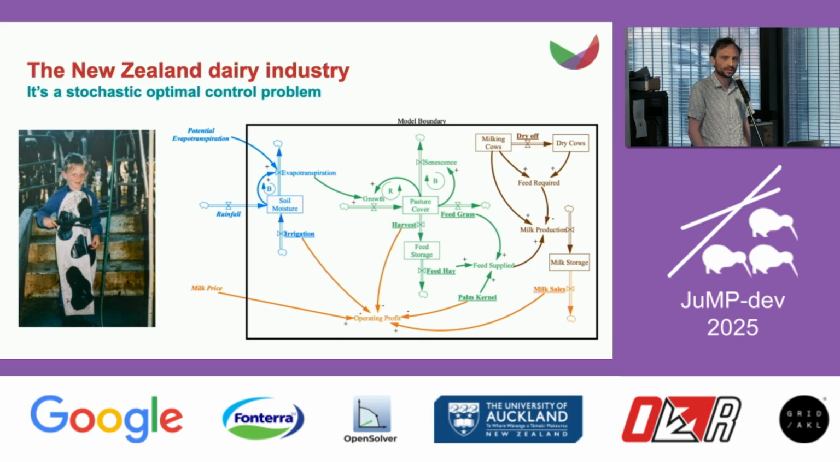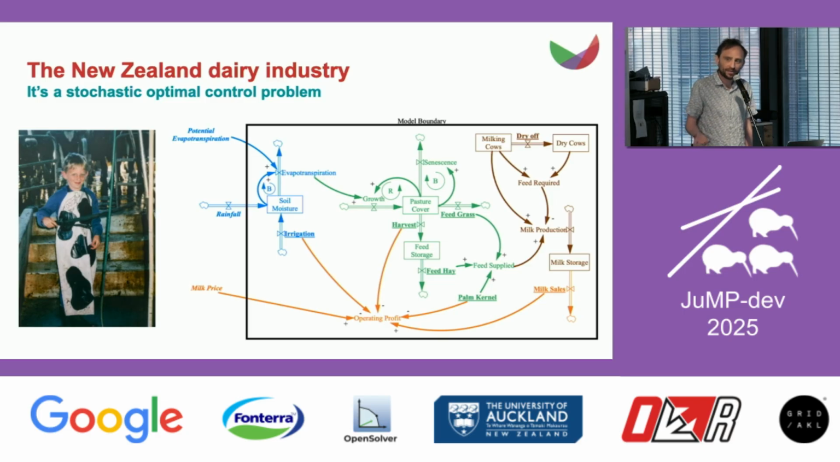So the square boxes are state variables. These are things that the farmer tracks over time. So one of them is the amount of moisture in the soil. When rainfall falls on the soil, the amount of moisture in the soil goes up. Some of it can evaporate. You can pay for irrigation to put more water into your soil.